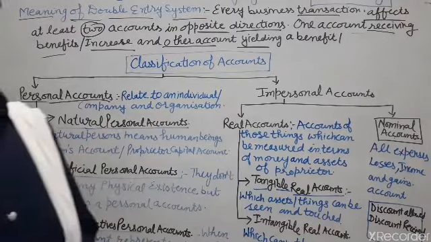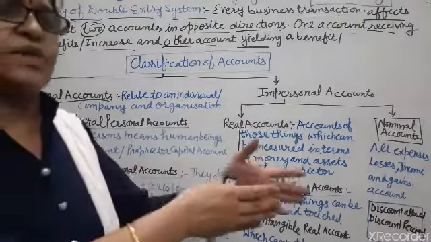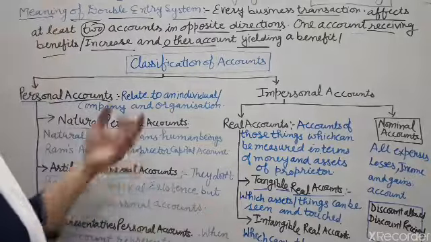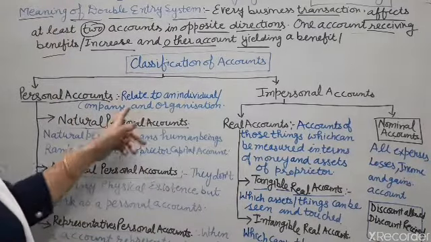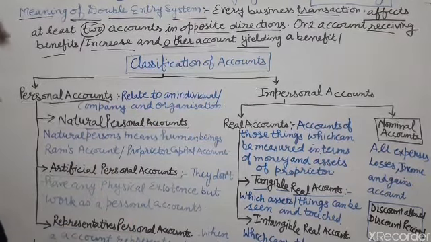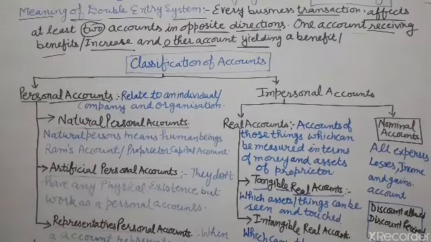For example, Ram is a person, and Ramlal and Sons is the name of an organization. Ram is different, and Ramlal and Sons is different, so both are different. So personal accounts relate to all individuals, all businesses, all organizations. These are called personal accounts. And this account is divided into three parts: number one, natural personal accounts; second, artificial personal accounts; and third, representative personal accounts.